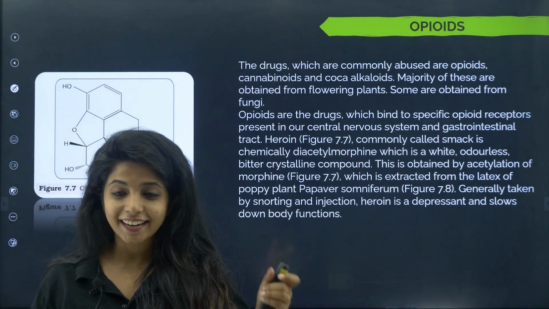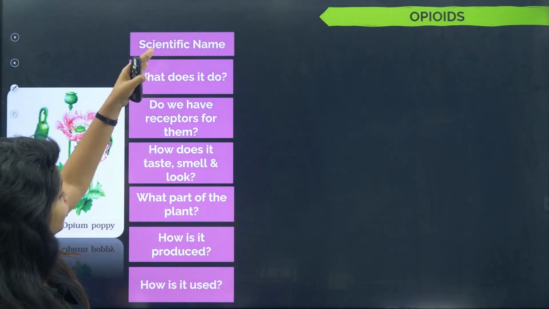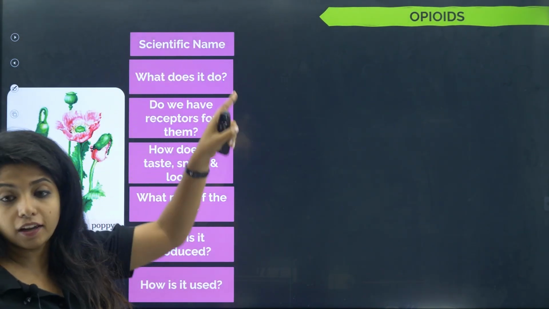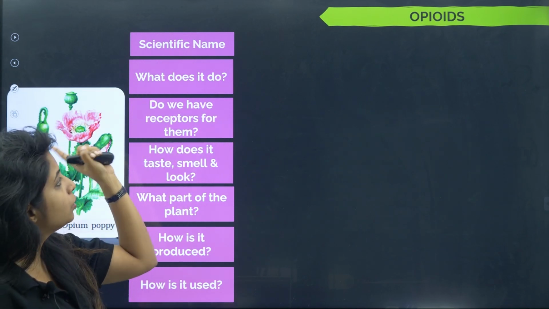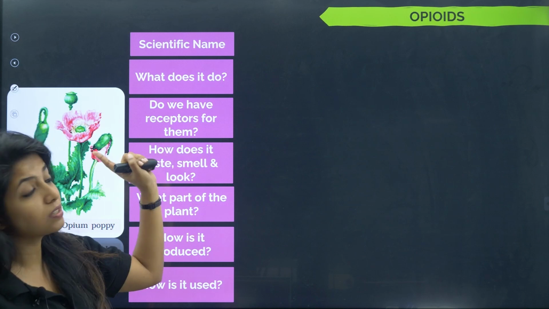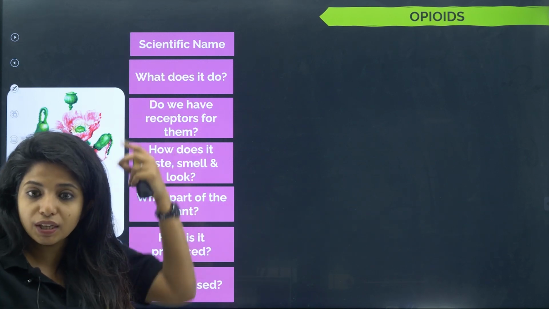Okay, let's read, and then we have to fill. I showed you the surprise. Yeah, we have to fill all this. So you have to take care of the scientific name, and you have to look for opioids. What does it do? Do the opioids have receptors? Do human beings have the receptors for receiving them?